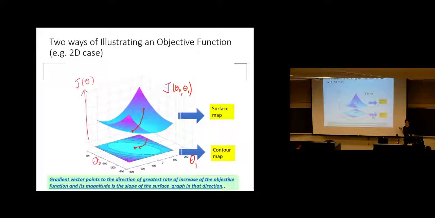So again, the gradient vector points to the direction of the greatest rate of increase of the objective function, and its magnitude is the slope of the surface graph in that direction. So let's see. On the surface map, what you actually see is, let's just use this point as a point.